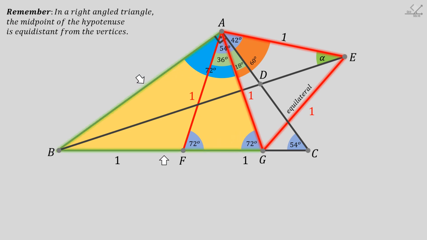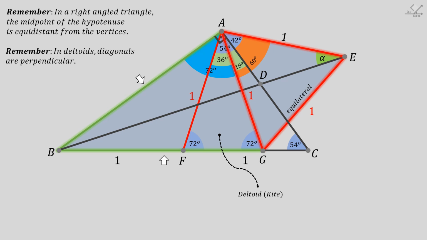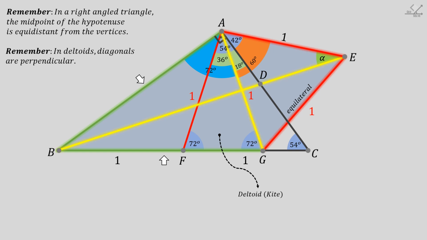And finally, let's focus on this quadrilateral. And notice that this is a deltoid or a kite. And remember that in deltoids, diagonals are perpendicular. These yellow line segments are the diagonals of our deltoid. So this angle must be 90 degrees. And if you focus on the shaded triangle, our missing angle alpha can be calculated as 30 degrees.